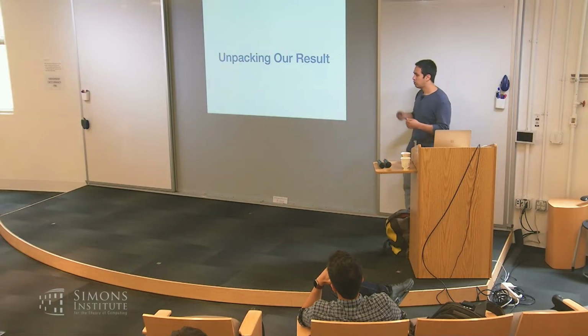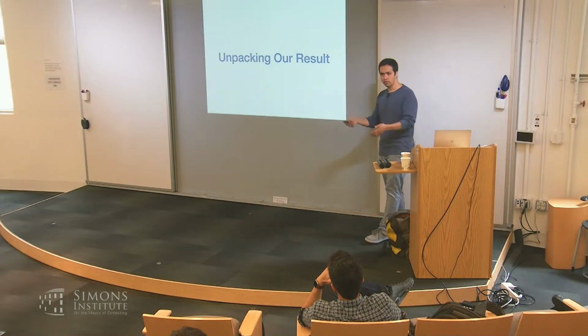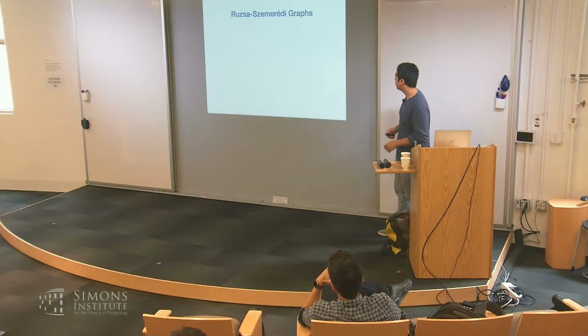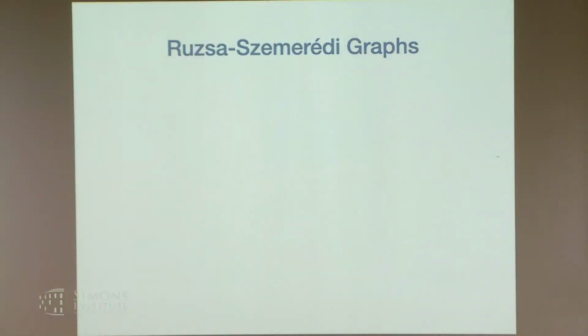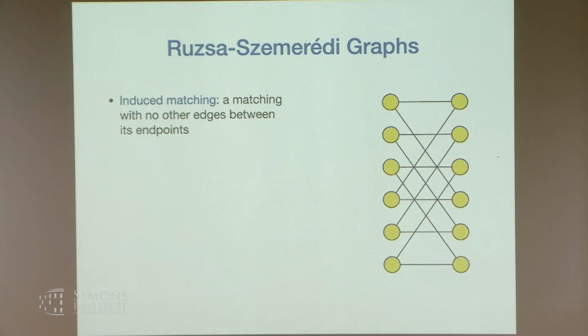All right, so now let me try to unpack this result. What is even ORS and things like that? I'll try to go over them fast. So ORS comes from these Ruzsa-Szemeredi graphs. It's an extension of these graphs.